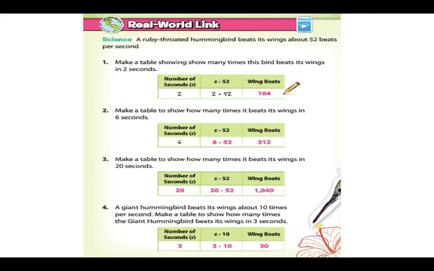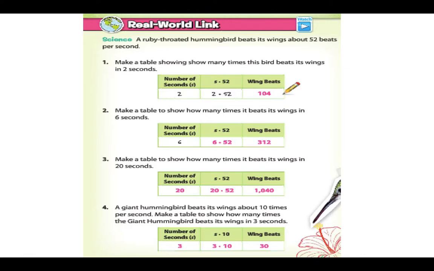In the first one, we're supposed to make a table showing how many times this bird beats its wings in 2 seconds. Well, if we look at the table, 2 seconds is the number of seconds, and then the next column has that S from the first column in a multiplication expression. So we're going to take that 2 and replace the S with the 2 and multiply 2 times 52, and that should give us the number of wing beats in 2 seconds. So we should have gotten 104.